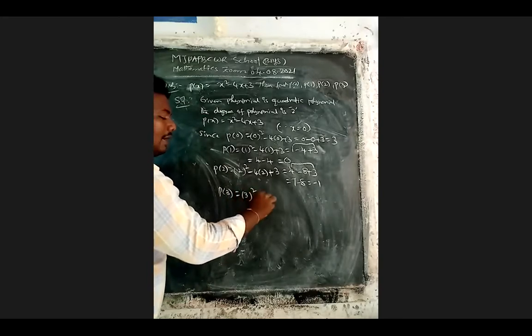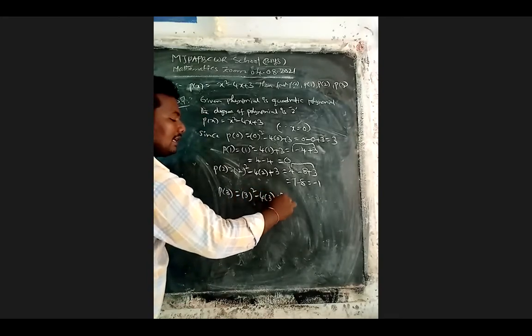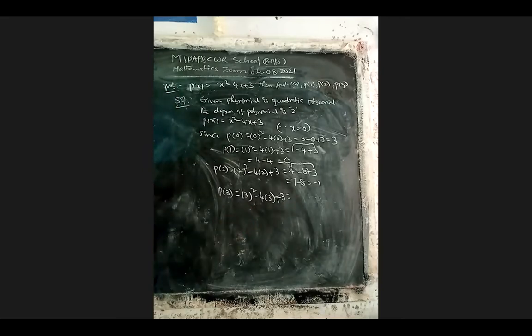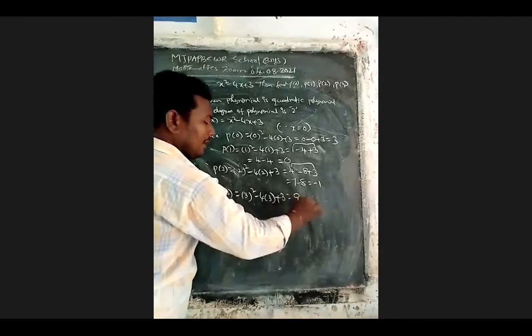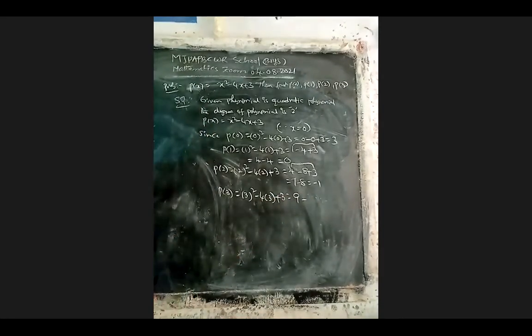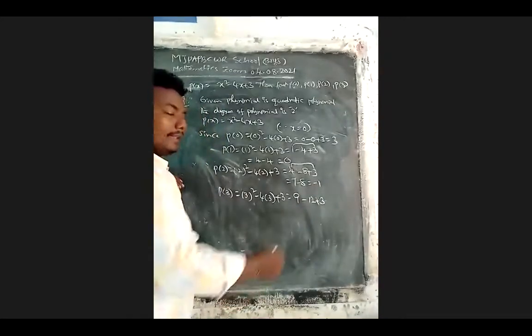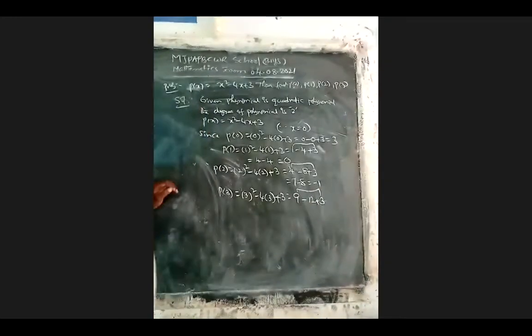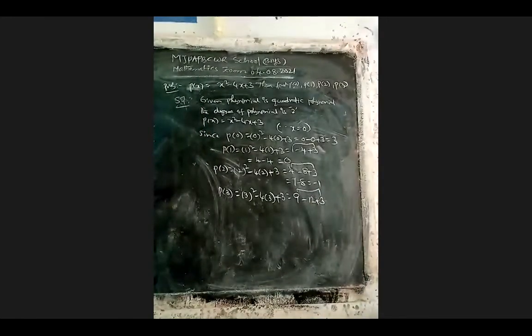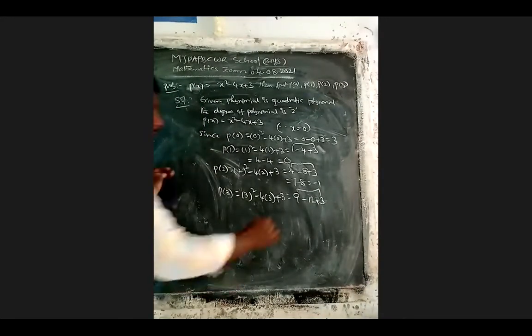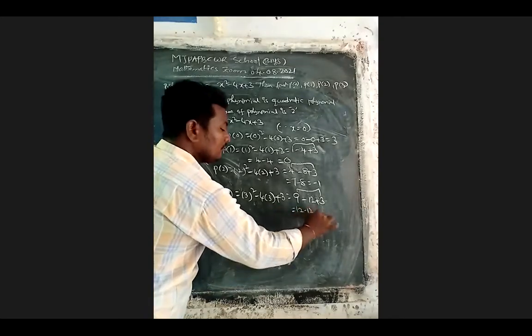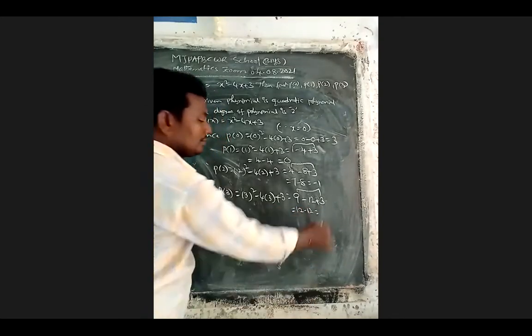And finally, P of 3. 3 square minus 4 into 3 plus 3. 3 square is 9, and 4 times 3 is 12. 12 plus 3, adding the positive terms, 9 plus 3 is 12. 12 minus 12 equals 0.